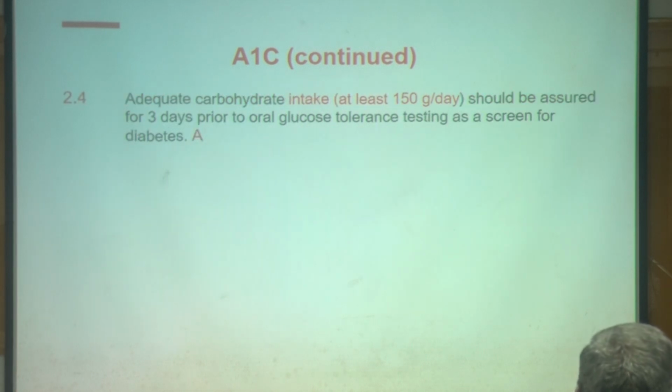And again, adequate carbohydrate. Before doing an OGTT, for the previous 3 days they should have adequate carbohydrate, that is 150 grams per day. That is very important. They should not come after fasting or something. They will be coming immediately after Ramzan or something. Don't do that. For GTT, it has to be the regular 150 grams of carbohydrate per day.